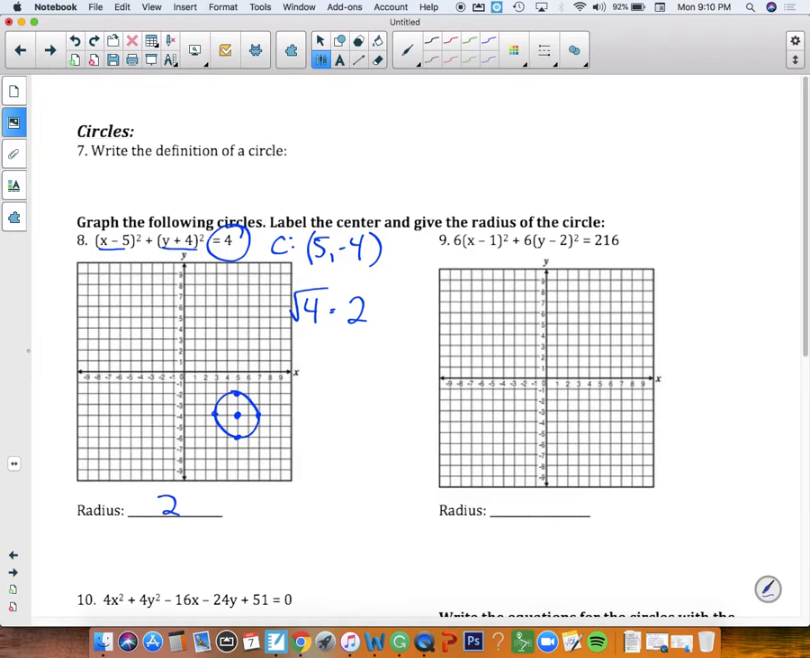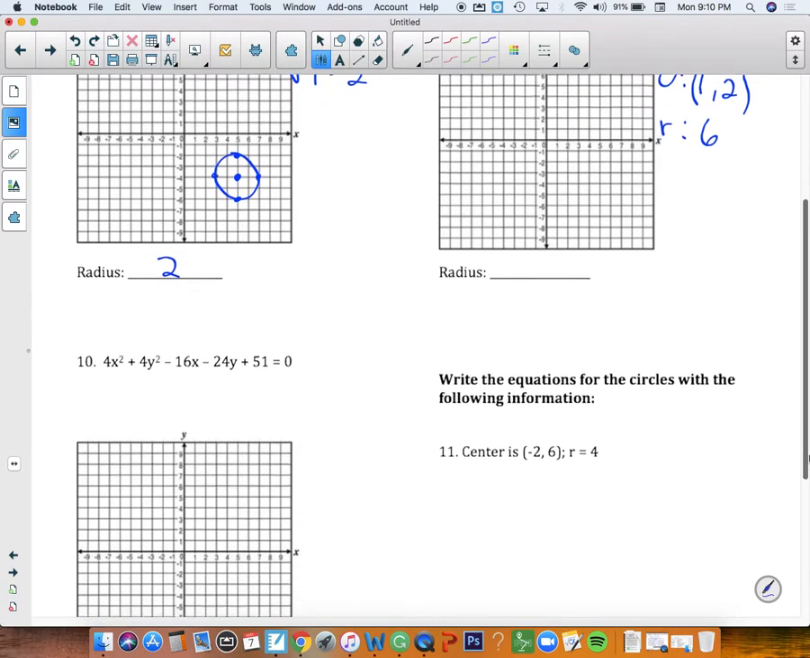There's my circle. Okay? In order for you to get the circle on number 9, we have never had any coefficients. That would be the 6 out front. That's a coefficient. You're not supposed to have coefficients when you're working with circles, so we have to divide them out. And then we can rewrite the equation. (x minus 1) squared plus (y minus 2) squared equals 36. So center of (1, 2) and a radius of 6. Go ahead and graph that one.